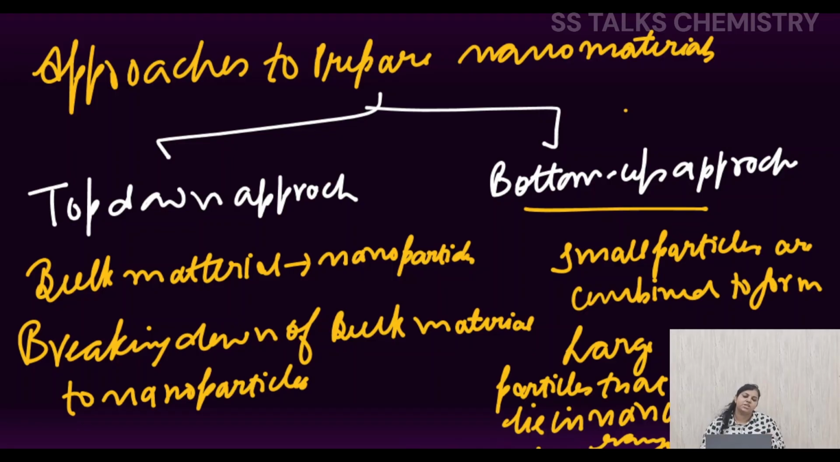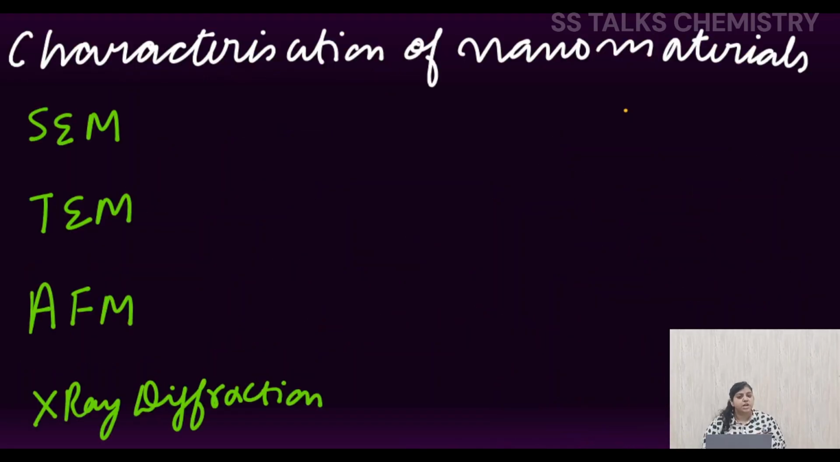So now we have seen how I can prepare my nanoparticles, what approaches can be used. We have seen its properties. Now we are going to see that suppose I have carried out a chemical reaction and expected the formation of nanoparticles. How can I characterize it? That means what techniques am I going to use to detect the nanomaterials.